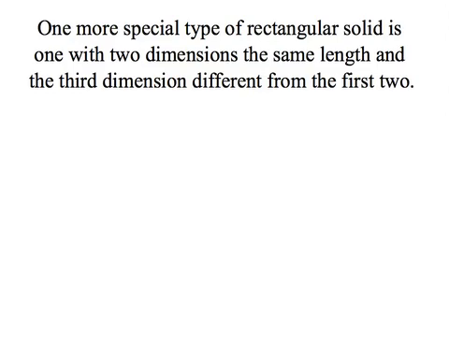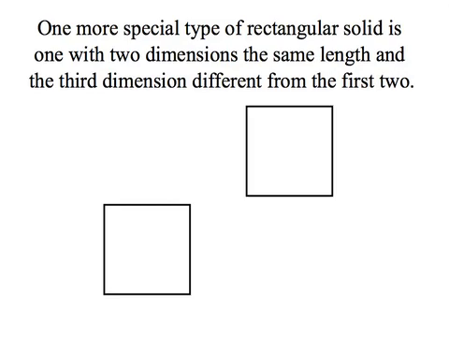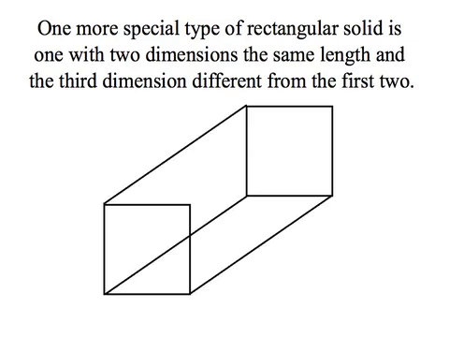Another special type of rectangular solid is one with 2 dimensions the same and the 3rd dimension different from the first 2. So we'll try to draw a sketch of one of those. We start with a square, and so those are the 2 dimensions that are the same. Then we put the other square much farther back so that we're sure that when we connect, our 3rd dimension is a lot longer than the other 2.